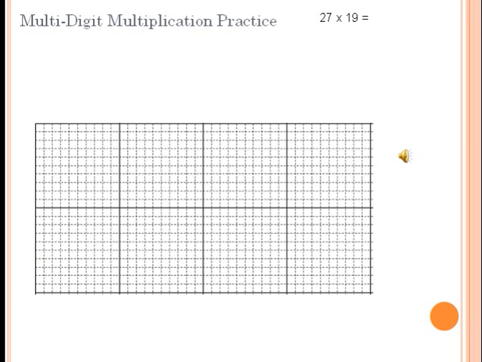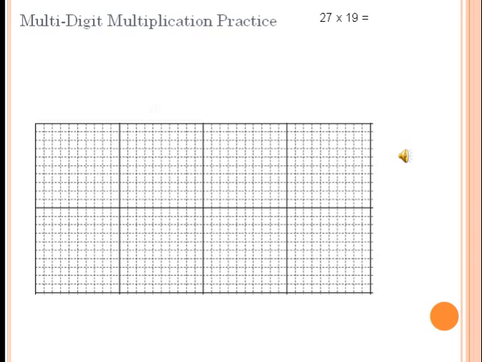Let's try another double-digit times double-digit multiplication problem using that same grid paper as we did in the previous slide. Again, this grid paper is not where we want your child to be when they are proficient at solving multiplication problems. This is just a stepping stone to getting to a more efficient algorithm. Let's solve 27 times 19.